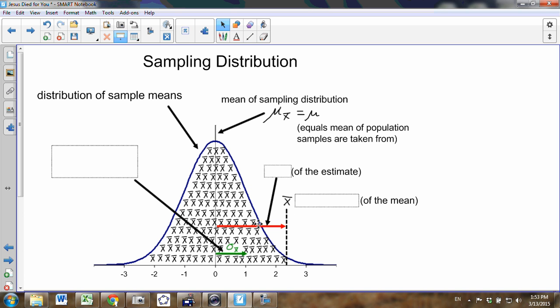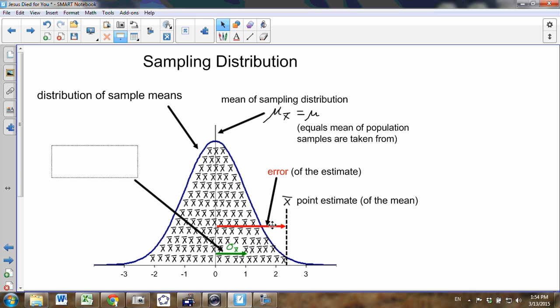Now, each of these sample means, remember what statistics does? Statistics, the science, is the science of using sample statistics to make inferences about population parameters. Well, a sample mean is an estimate. Formally, it's called a point estimate. A sample mean is an estimate of a population mean. And every estimate is going to have an error.